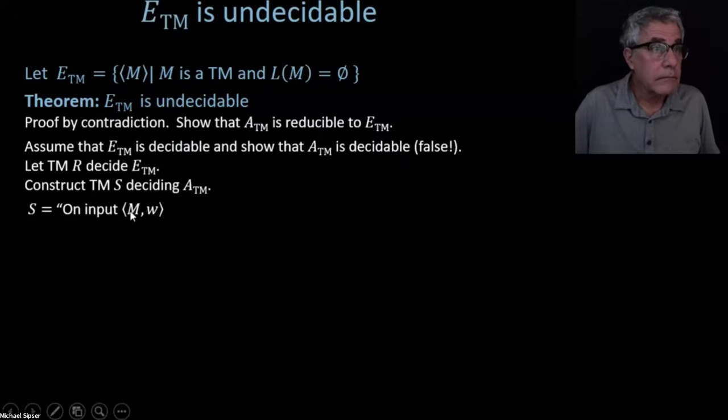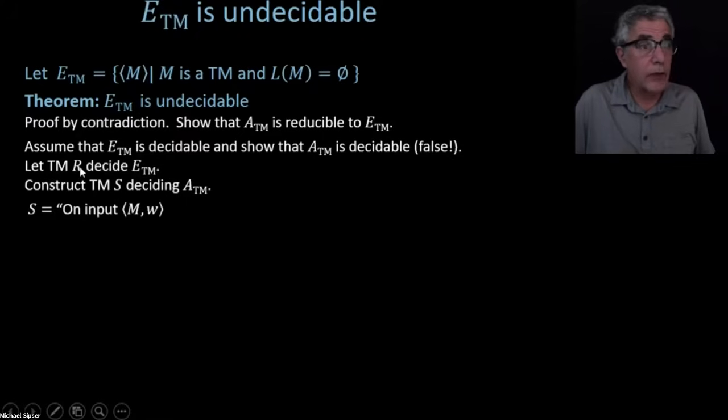We're going to take M. We have an emptiness tester. Let's take M and plug it into R and see what R says. R is going to come back and tell us whether M's language is empty or not. Now, one of those answers will make us happy.